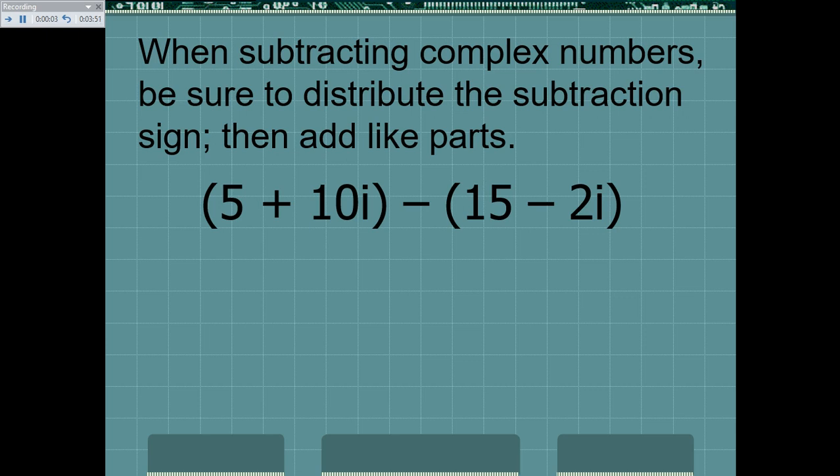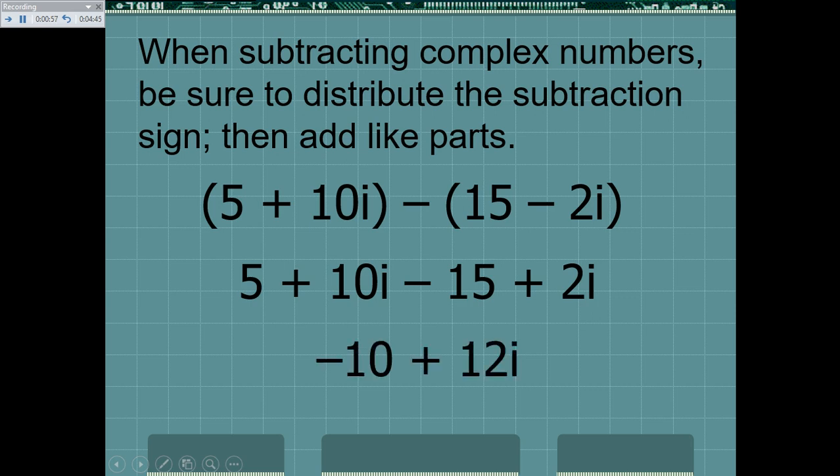By subtracting, let us say we have 5 plus 10 iota as a complex number and 15 minus 2 iota as the second complex number. By subtracting, we mean we have to subtract the real part from the real part and imaginary from the imaginary. Multiplying with minus 15, we get minus 15, and minus 2 iota becomes plus 2 iota, since minus into minus is plus. After this we combine 5 and minus 15, the real parts, and 10 iota plus 2 iota, the imaginary part. So 5 minus 15 is minus 10 and 10 plus 2 iota is 12 iota. So this is the subtraction.